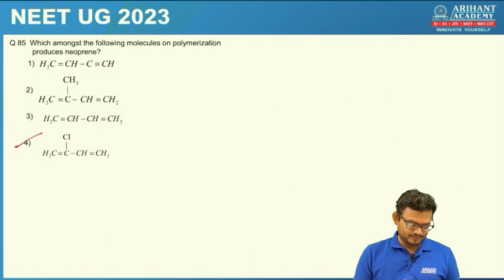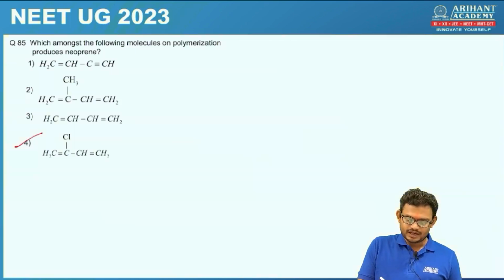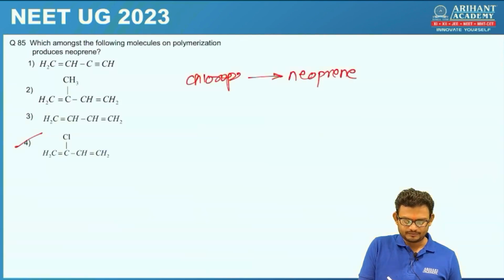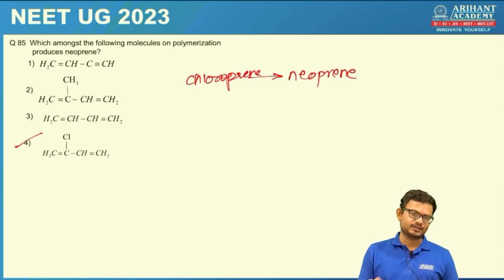Next question they have given, again a theoretical question from the NCERT directly. Which amongst the following on polymerization gives neoprene? Now neoprene is a polymer obtained by polymerization of chloroprene, which is option 4. Let's move to the next one.